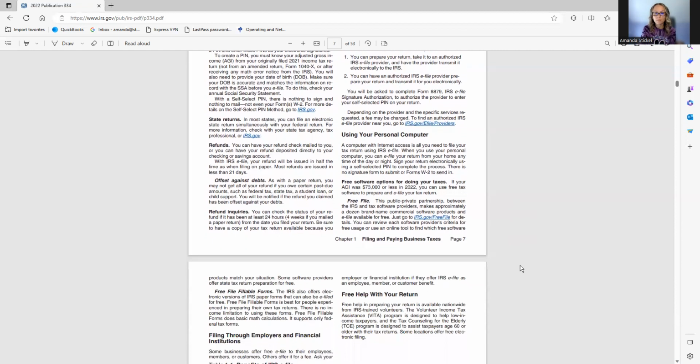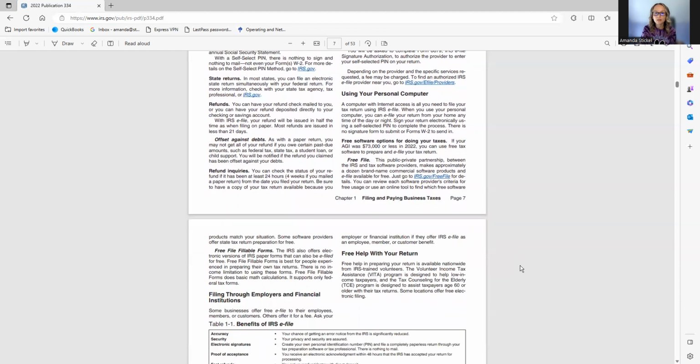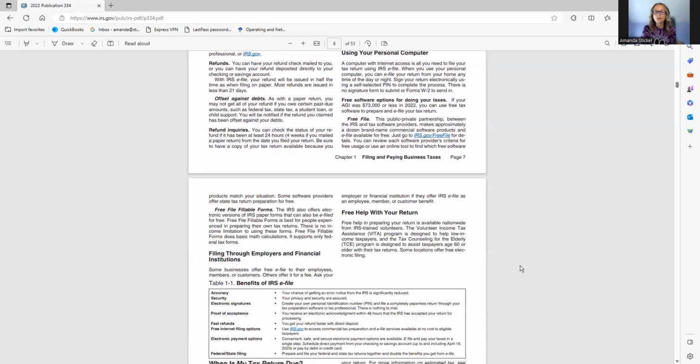Using your personal computer. A computer with internet access is all you need to file your tax return using IRS e-file. When you use your personal computer, you can e-file your return from your home any time of the night or day. Sign your return electronically using a self-selected PIN to complete the process. There is no signature form to submit or Form W-2s to send in. There are free software options for doing your taxes.